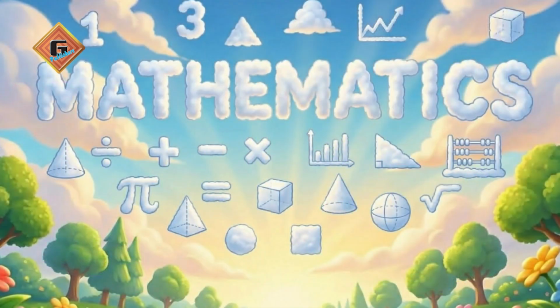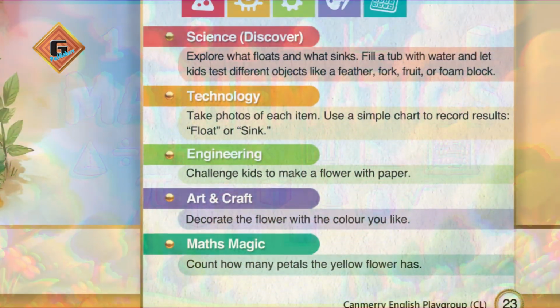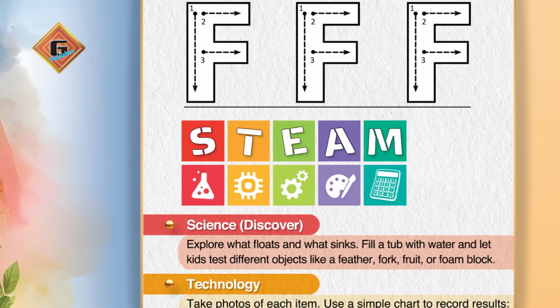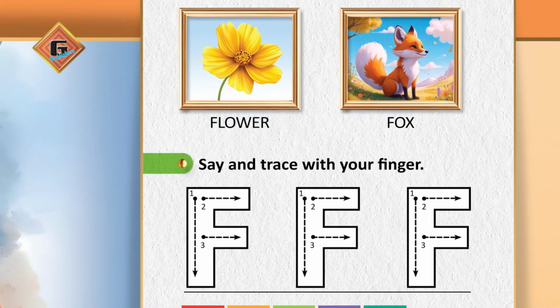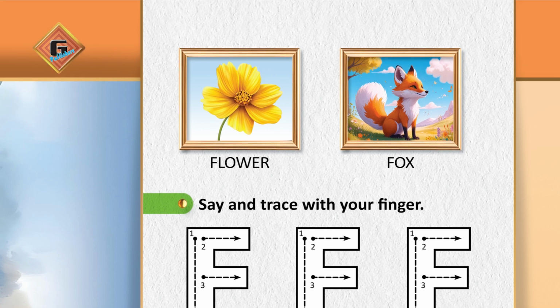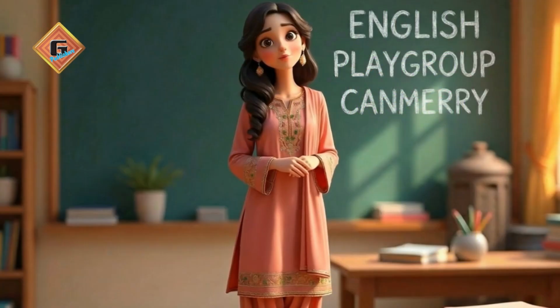Maths magic में now look at the picture on page number 23. We have a yellow flower and we will count how many petals the yellow flower has. Now let's count 1, 2, 3, 4, 5, 6. How many petals? 6.